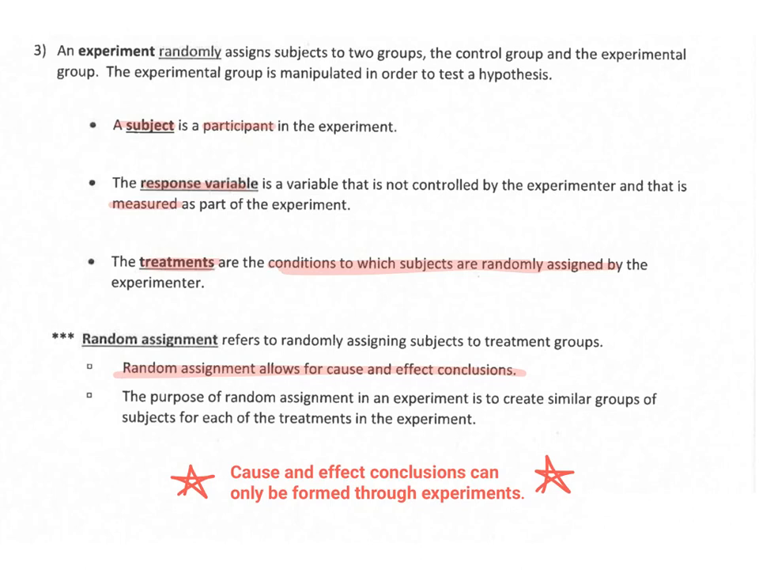Okay, and then if you can read this, it says the purpose of random assignment in an experiment is to create similar groups of subjects for each of the treatments in the experiment. So they're saying keep both groups the same other than what it is you're testing for.